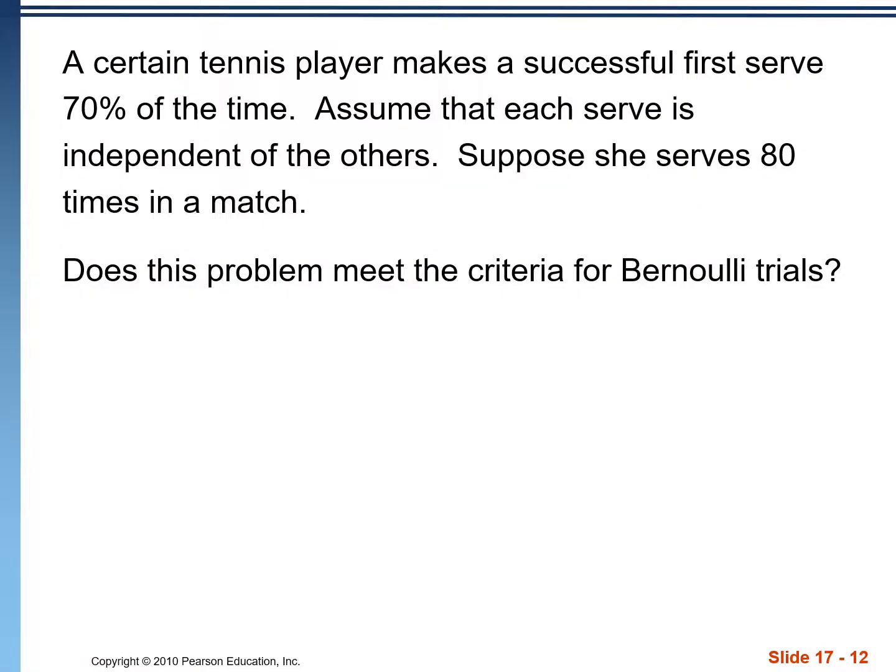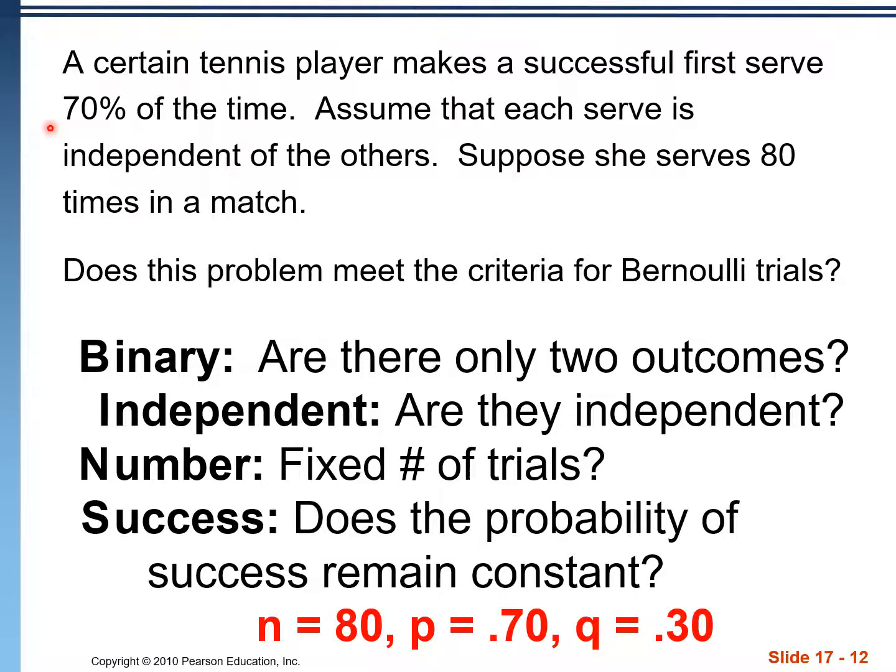Now in this problem, we have a tennis player who makes successful serves 70% of the time, and she serves 80 times in a match. The question is, does this problem meet the criteria for Bernoulli trials? I mentioned at the beginning of one of the first slides that there's 3 criteria that we want to check. I'm going to add a 4th here because that creates an easy to remember acronym. The acronym is BINS, and the first letter is binary. Second is independent, and N for number, S for success.